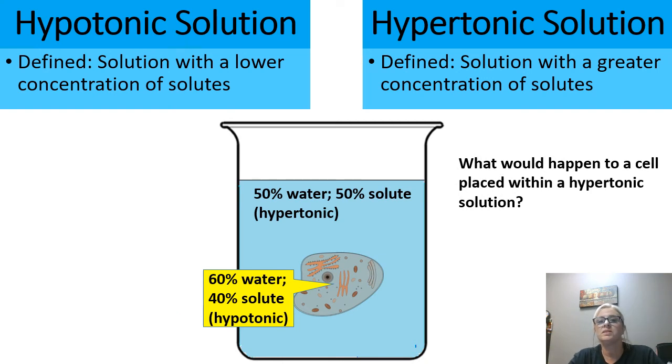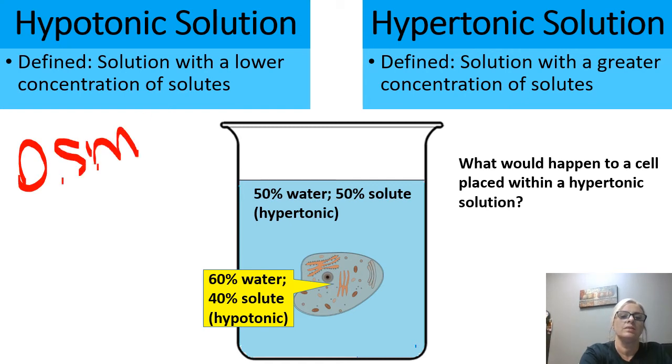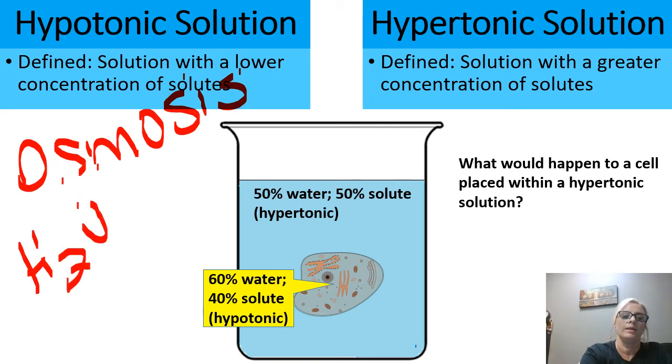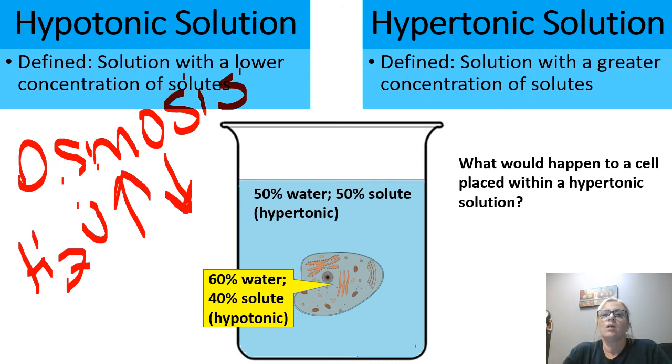So what's going to happen to a cell that's placed in a hypertonic solution? Remember, hyper means above. So let's remember the definition of osmosis. It's the movement of water across a membrane from a high to a low concentration. So where is the higher concentration of water? In the cell, we have 60% water, and in the solution, we have 50% water. So water would go from high to low and leave the cell.